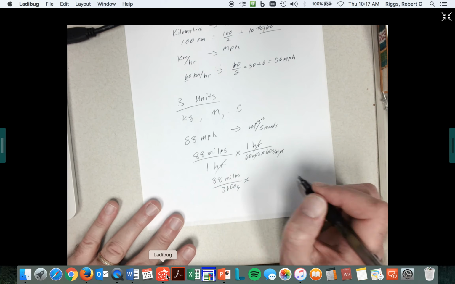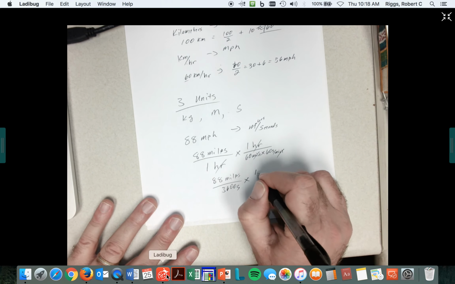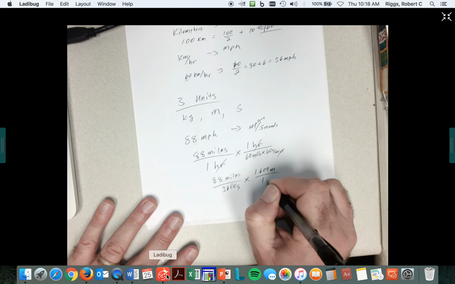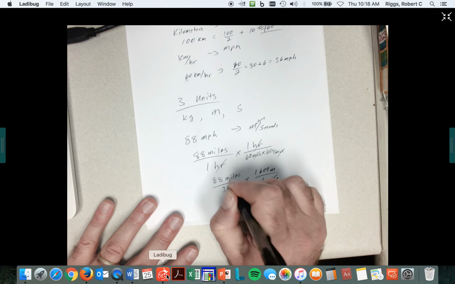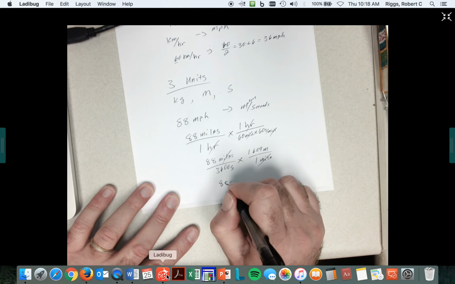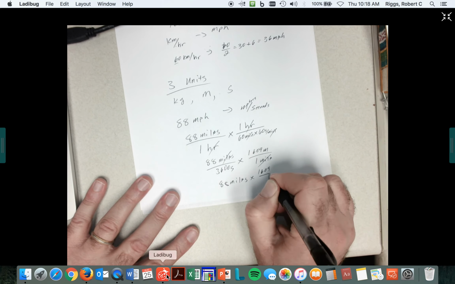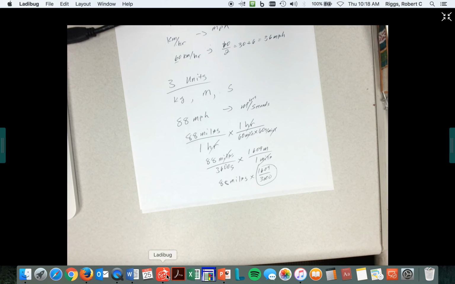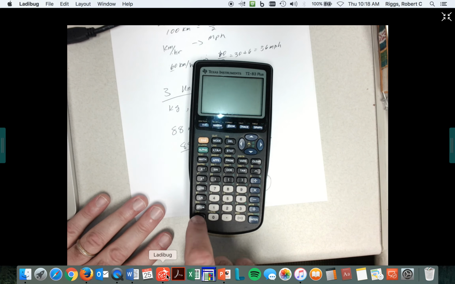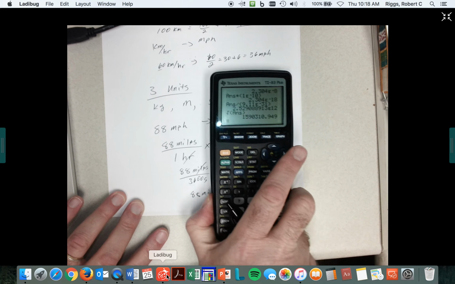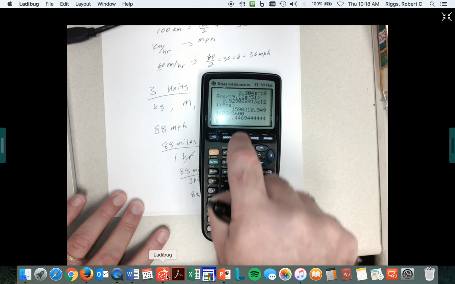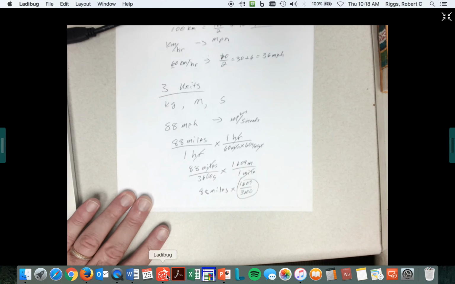Times, I've got to convert the miles to meters. I know that there are 1,609 meters in 1 mile. So now the miles go away. So basically I'm taking 88 times 1609 over 3600, which gives me a nice constant I can multiply by every single time. And I'll show it to you on my calculator. So exciting. Finally, we're getting to the calculator here. All right. So I've got 1609 divided by 3600. Boom, 0.4469. Let's go with 0.447.